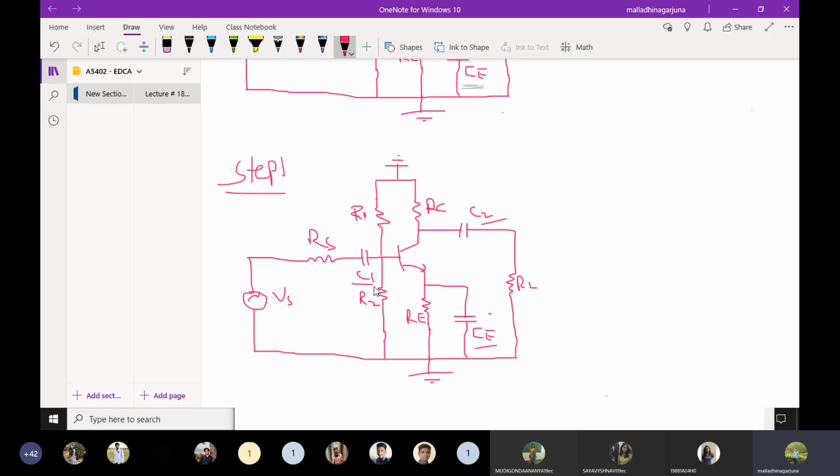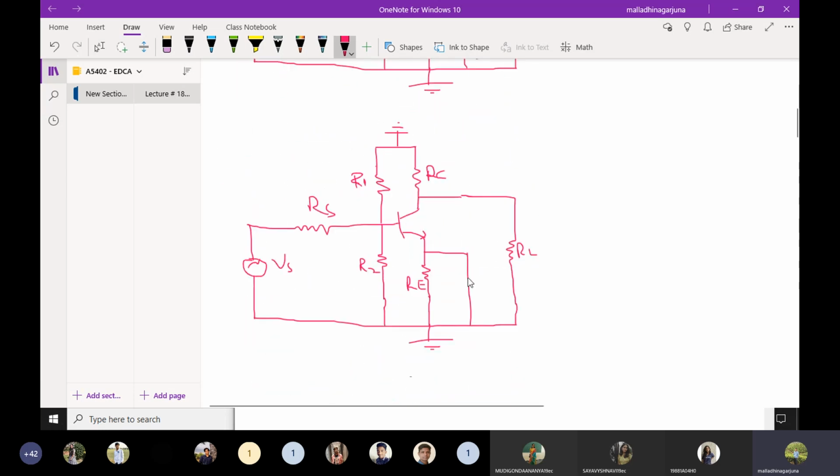Okay, so why? Because you are doing AC analysis. In the case of DC analysis, all the capacitors act as open circuits. Open circuit means there is no connection between the output and the input, if you do the DC analysis. But you are doing the AC analysis now. You have to replace the capacitors with short circuits. Okay, so that is our step 2.